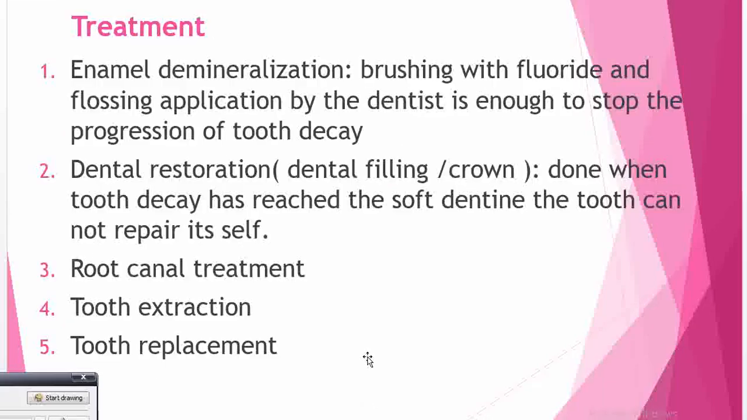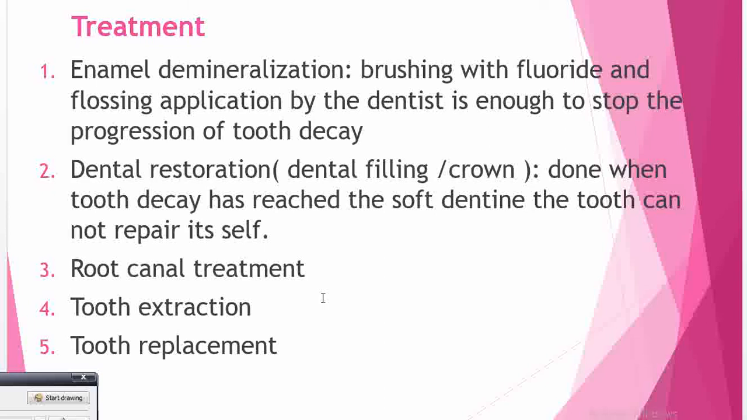Now, treatment: we do remineralization. We brush with fluoride and flossing. I know flossing, those kind of ropes that we use to remove debris. So we use fluoride, which is a mineral, and flossing, and application by the dentist is enough to stop the progress of tooth decay. That is what we call enamel remineralization.